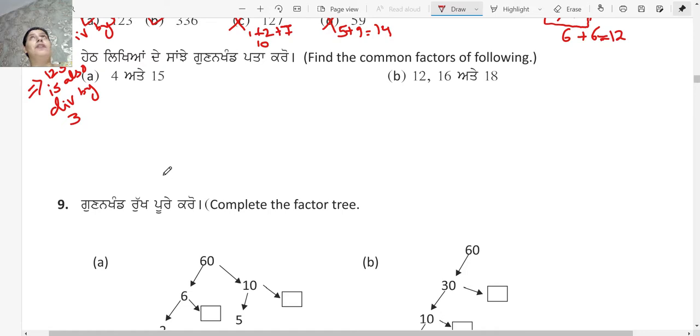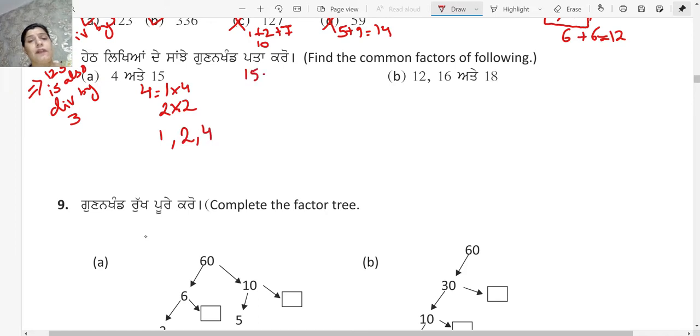बच्चे, कॉमन फैक्टर्स होते हैं जो 4 के भी फैक्टर्स हों और 15 के भी हों. तो फर्स्ट ऑफ ऑल आई विल राइट द फैक्टर्स ऑफ 4. तो 4 के फैक्टर्स 1 मल्टीप्लाई बाय 4, 2 मल्टीप्लाई बाय 2. सो द फैक्टर्स ऑफ 4 आर 1, 2 and 4.